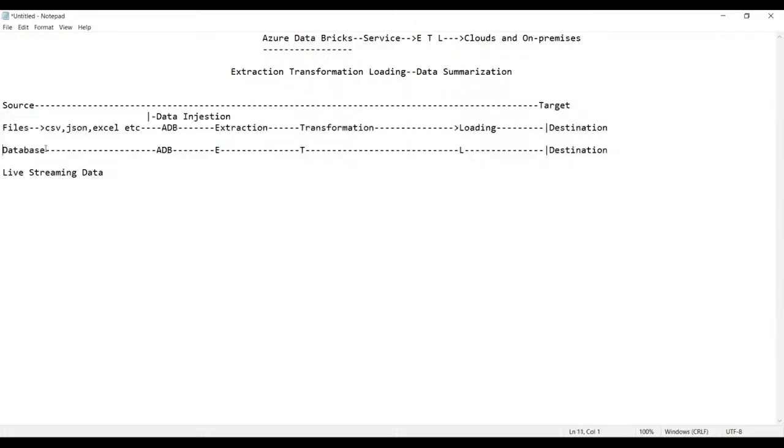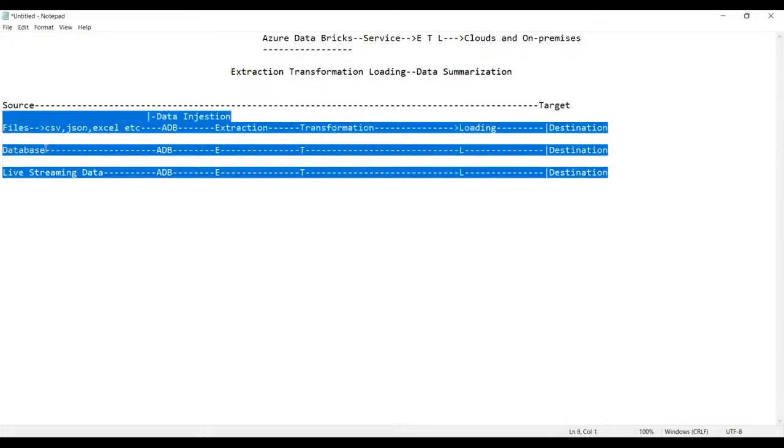Now even from live streaming, if you want to pull in the data the same way, we use the ADB, Azure Databricks. Then we perform extraction, then transformation, and finally we perform the loading. This loading will be done ultimately into the destination. Getting my point? This is how the entire process works: extraction, transformation, and finally loading the data.